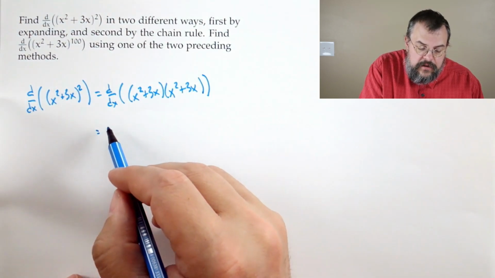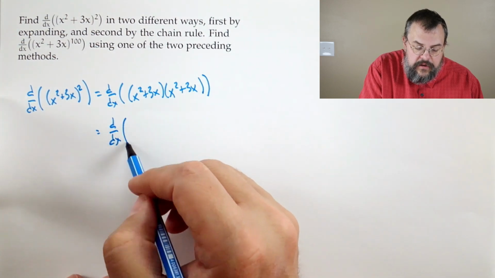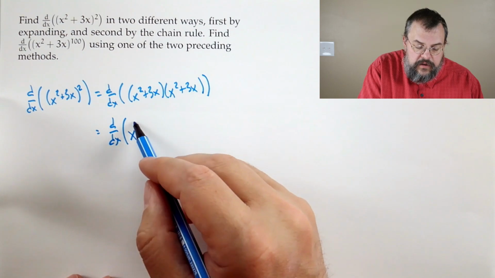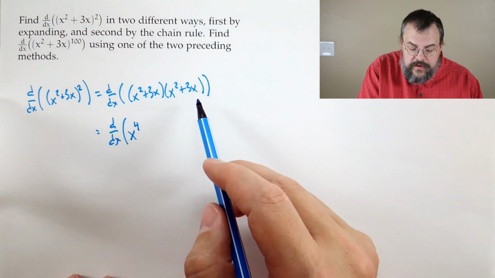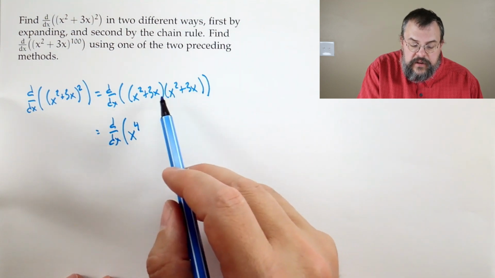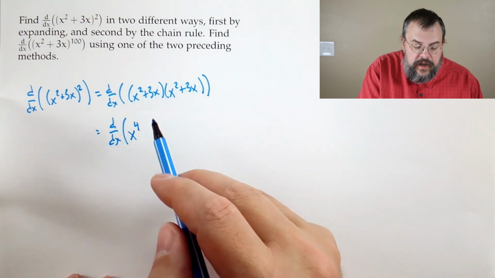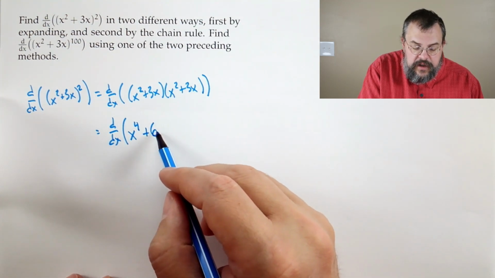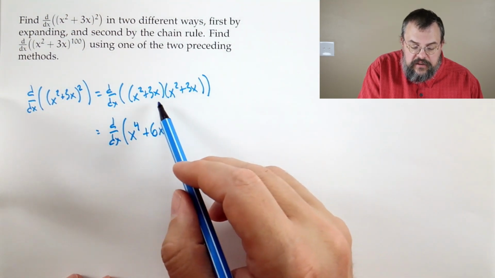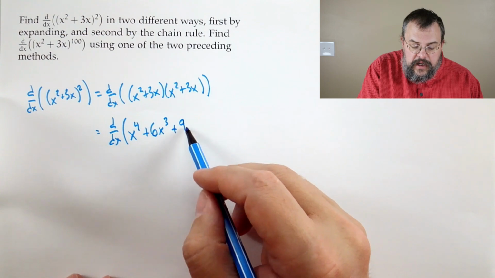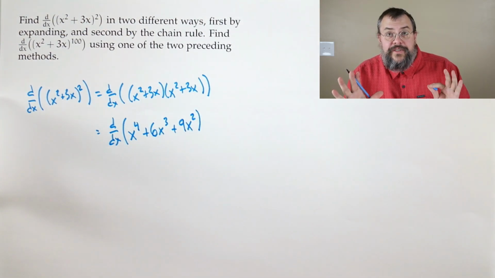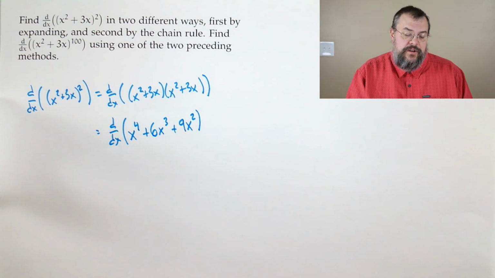All right, so now we do our foiling. X squared times x squared is x to the fourth. X squared times 3x, that would be 3x cubed. And then there's another 3x cubed from the inside terms. So that would become 6x cubed. And then the last terms, 3x times 3x, 9x squared. Okay, so now we've expanded. Haven't taken a derivative yet. We've just rewritten what we're taking the derivative of.